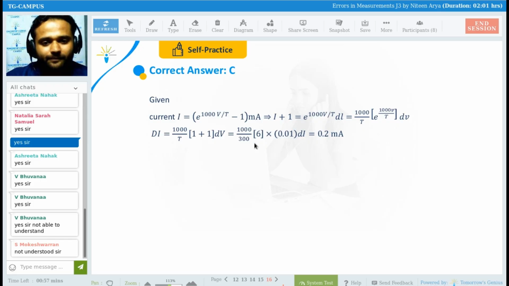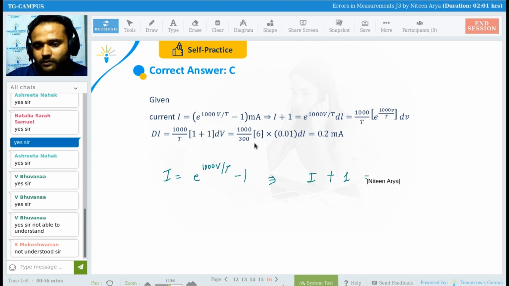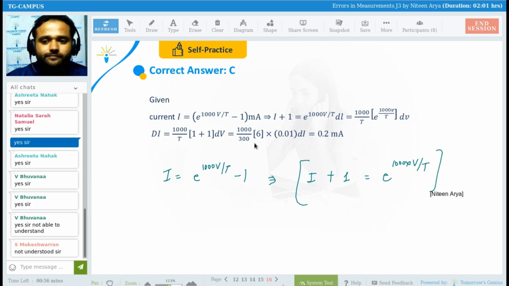So let's begin. Given I is in milliampere. Now I plus 1 equals e to the power... What is the process here? Very easy, very simple. I is e to the power 1000 V by T minus 1. So I can write I plus 1 equals e to the power 1000 into V divided by temperature. Is this clear till now?